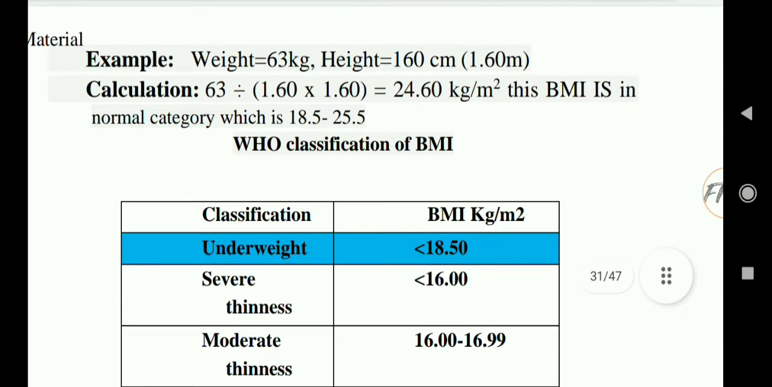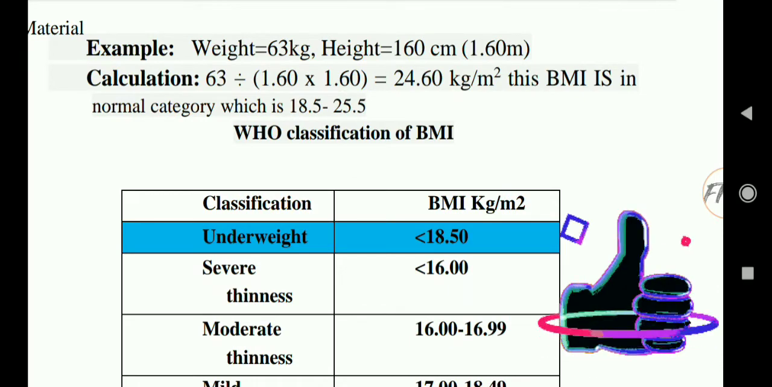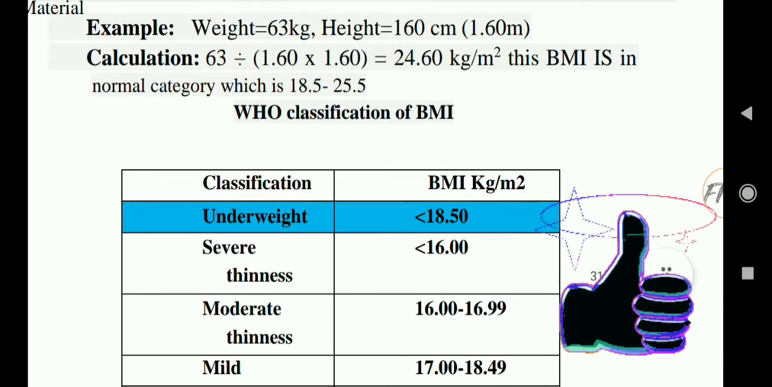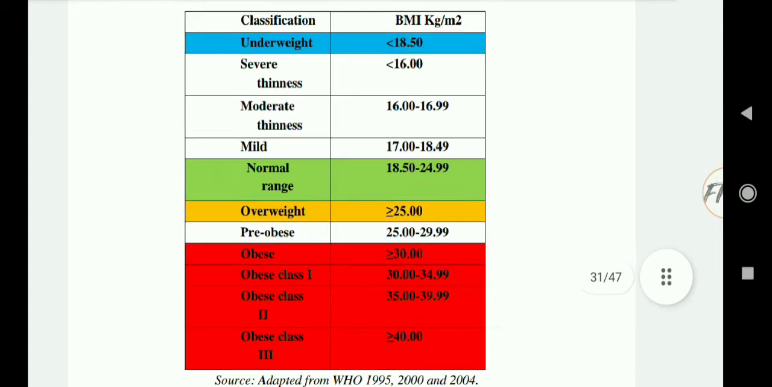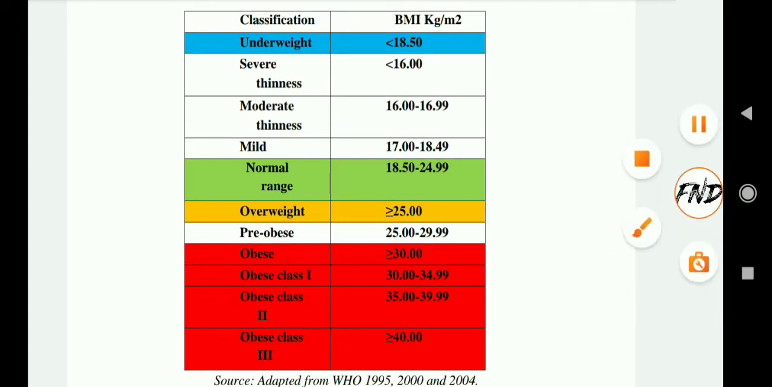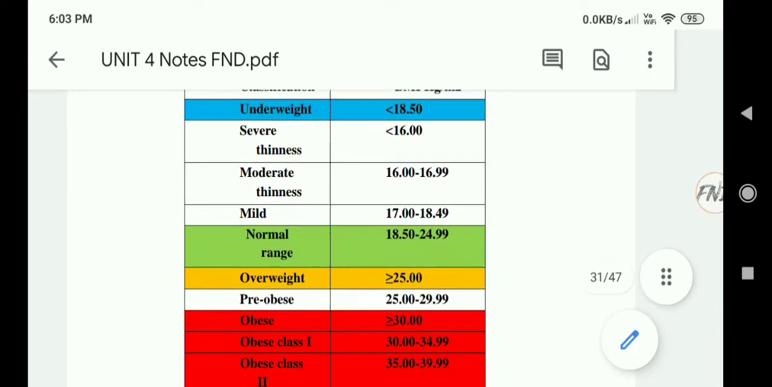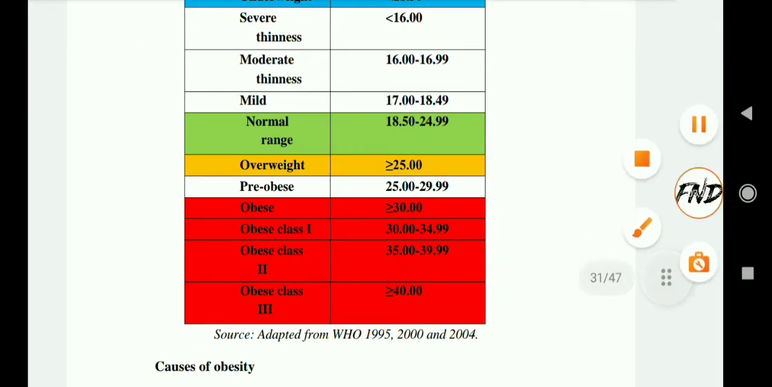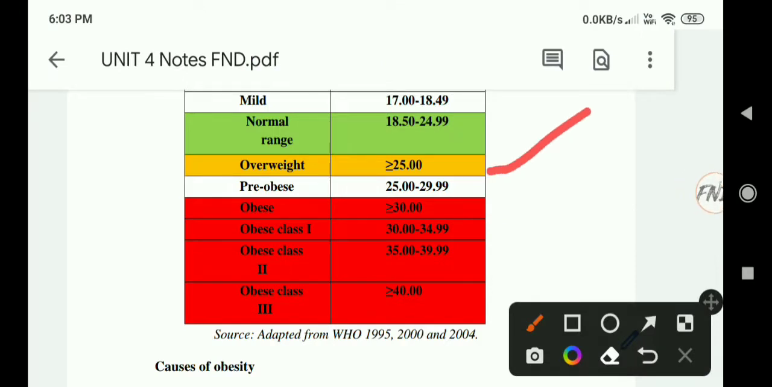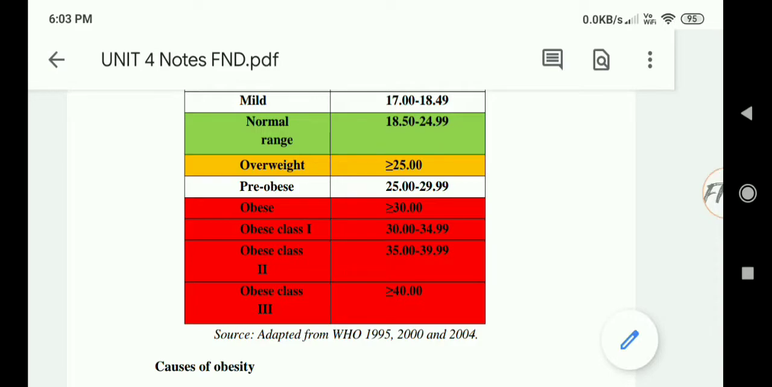Next, an example: if the person weighs 63 kgs and his or her height is 160 centimeters, then by calculation we observe that the person is in the healthy category. So this is the table which tells us what values are for an underweight, overweight or obese person. It says that an underweight person is below 18.5 and the normal category range is between 18.5 and 24.9. After 25 overweight starts, and above 30 it is an obese person.